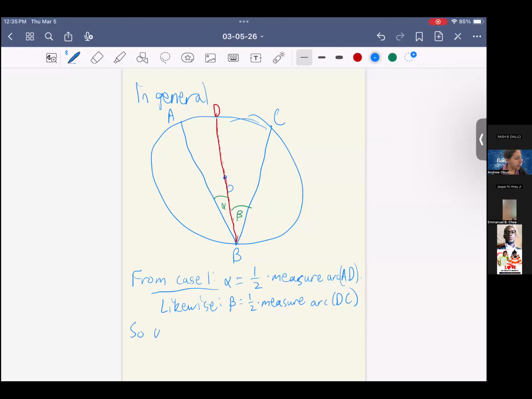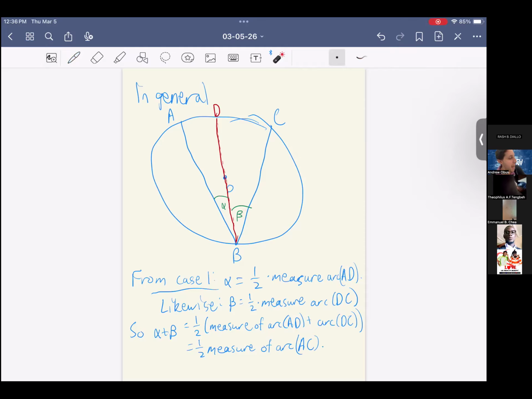So what do we get? We get that alpha plus beta is equal to 1/2 measure of arc AD plus arc DC. We just add these equations to each other. But what is arc AD plus arc DC? When you add them together, that's just arc AC. So this is equal to 1/2 measure of arc AC, and this is exactly what we want.